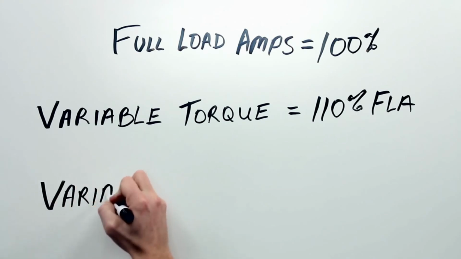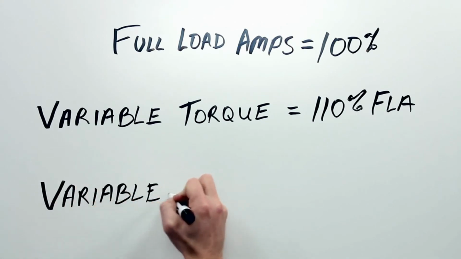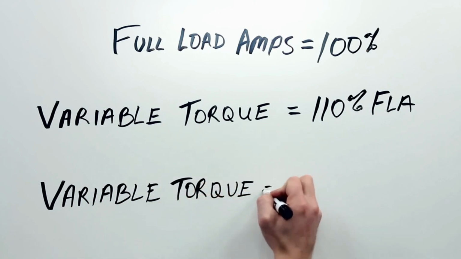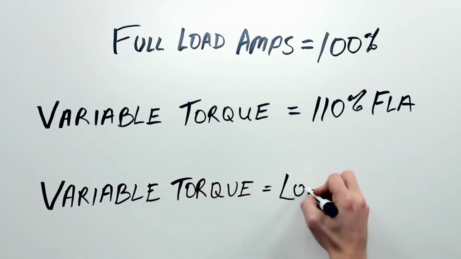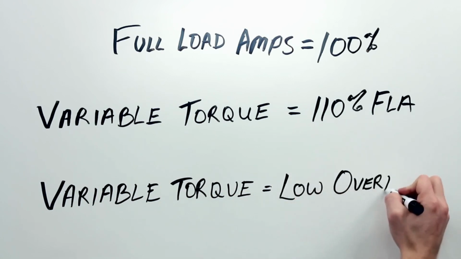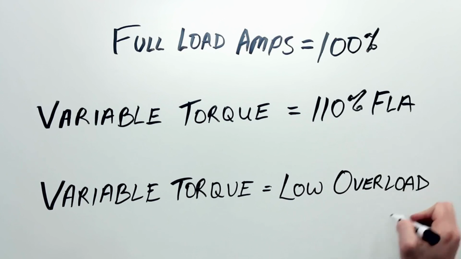So with a variable torque load, we size the drive so it has the ability to pump out 110% of the motor's FLA for a brief period of time. We call this a drive with low overload capability, as it's able to provide 110% of the FLA.